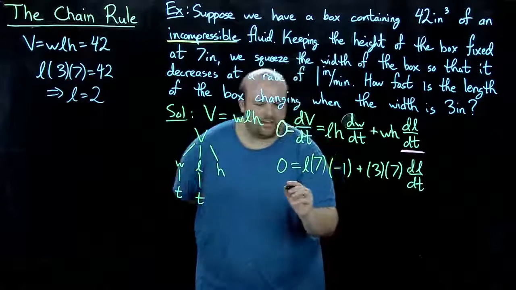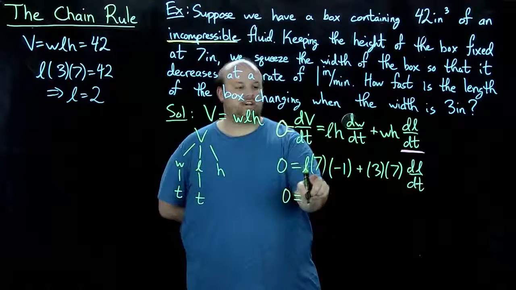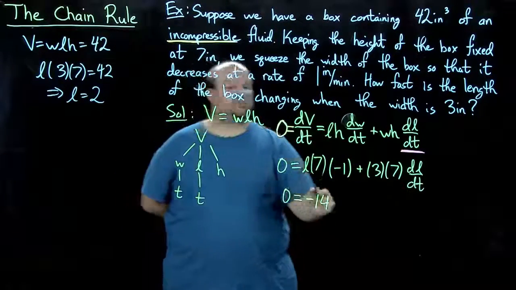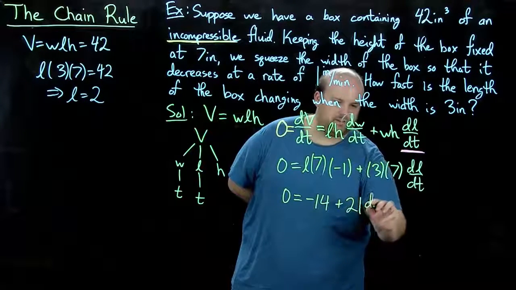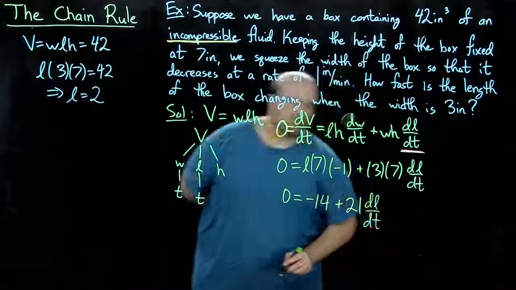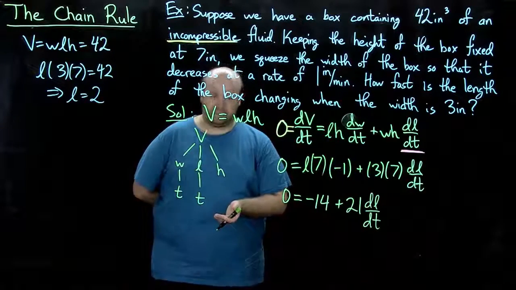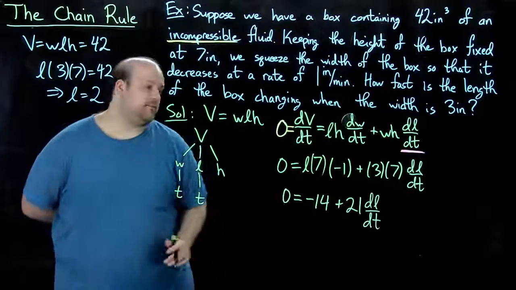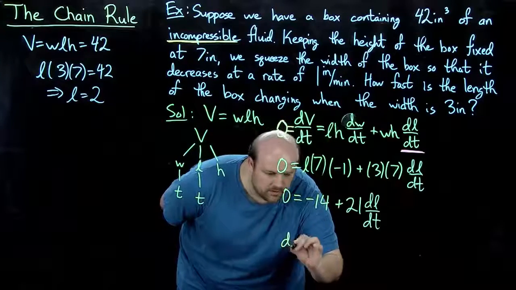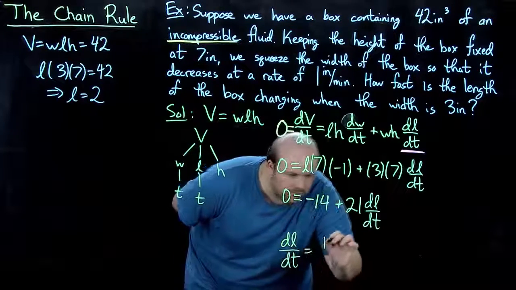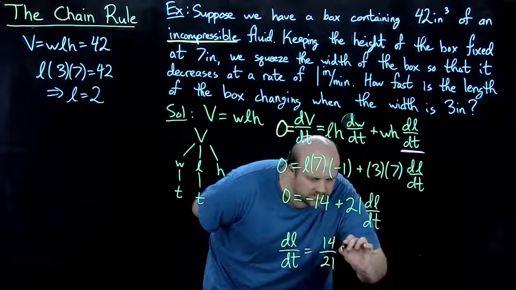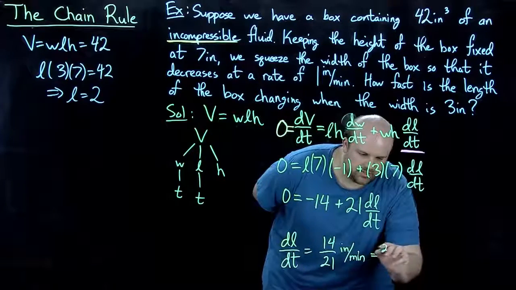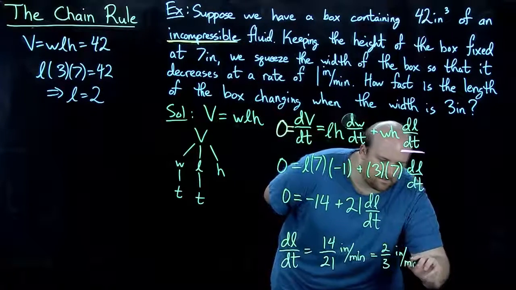So we get here 0. So 2 times 7 times negative 1 is negative 14. Okay? Plus 21 dl/dt. Now we just have to solve for dl/dt. Well, what does that mean? That means we move this negative 14 to the other side, it becomes a 14, and then we divide by 21. So dl/dt is 14 over 21, and this is going to be inch per minute. And of course that simplifies to 2/3 inches per minute. Okay?